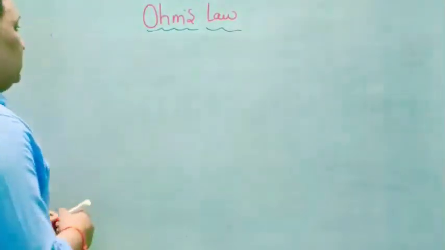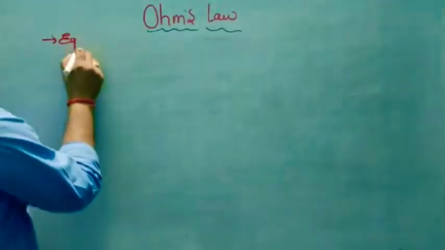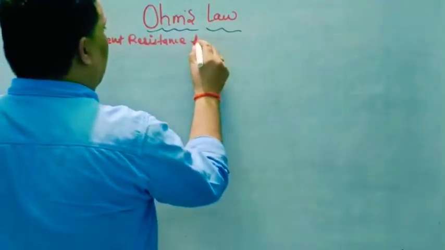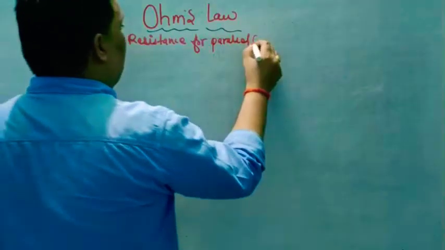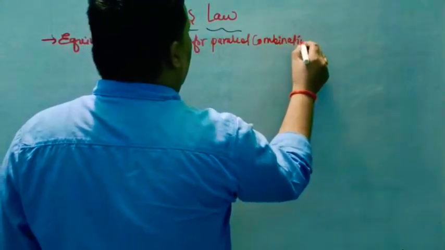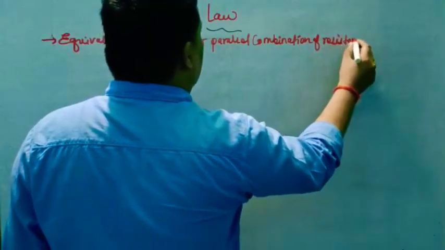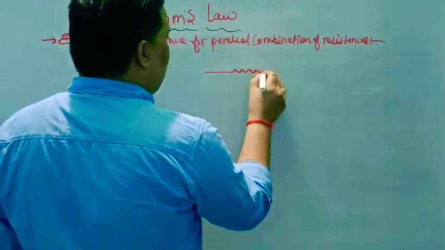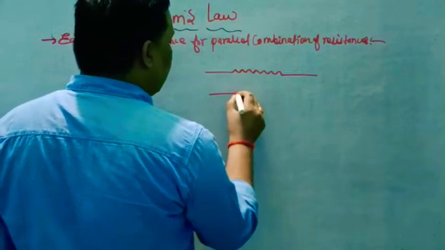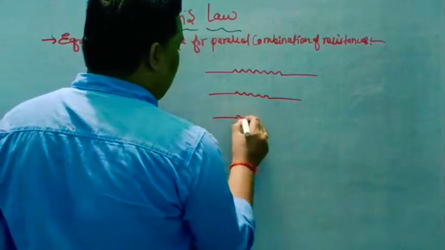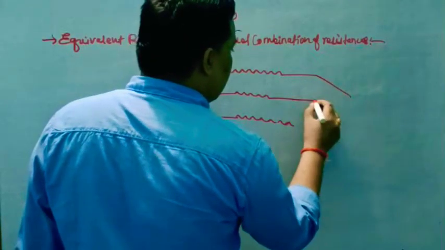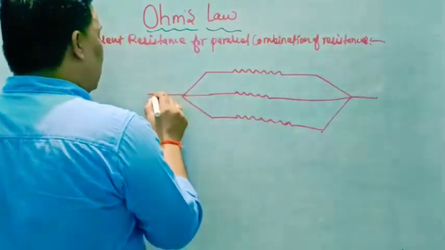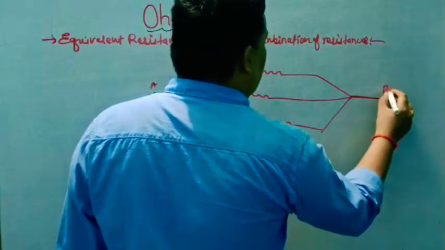Now we are going to derive the effective resistance for parallel combination of resistances. Equivalent resistance for parallel combination of resistances. In the similar way, we consider that three resistances, R1, R2 and R3 are combined in parallel across the two ends A and B of a circuit.